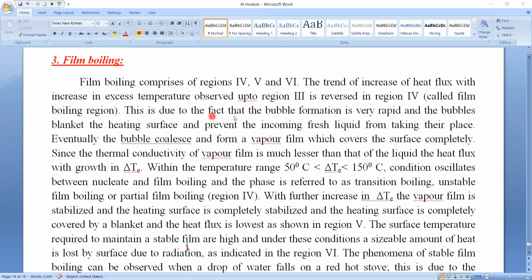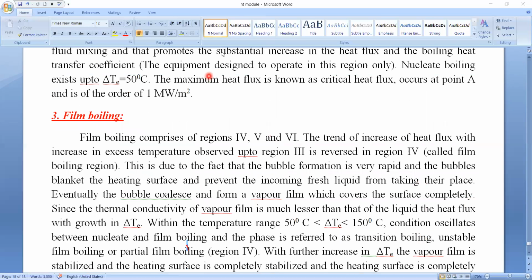This is due to the fact that the bubble formation is very rapid and the bubbles blanket the heating surface, and it prevents the incoming fresh liquid from taking their place. Eventually, the bubble coalesces and forms a vapor film which covers the surface completely. So let us understand this. In this film boiling region, what will happen?